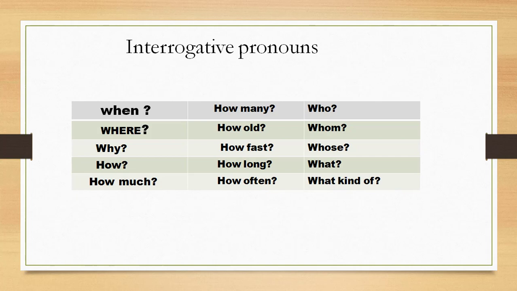So, the next pronoun type is called interrogative pronouns. Interrogative pronouns can be when, where, why, how much, how many, how old, how fast, how long, how often, who, whom, whose, what, and what kind of, and so on. These kinds of pronouns can be used in question forms of the sentence.